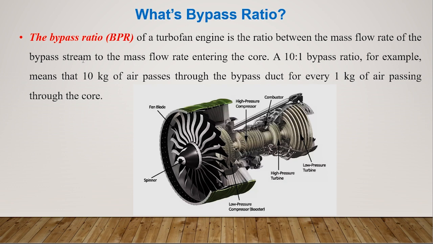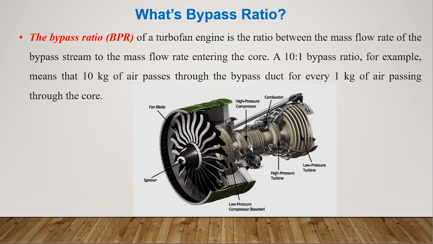We know that F equals m into a, as per Newton's second law. F is nothing but the force, and here the force is the thrust. The maximum thrust can be generated by this turbofan engine with the help of the bypass air stream. So the bypass ratio is nothing but the mass flow rate of the bypass stream to the mass flow rate of the air entering the core. The core is nothing but the core of the engine.